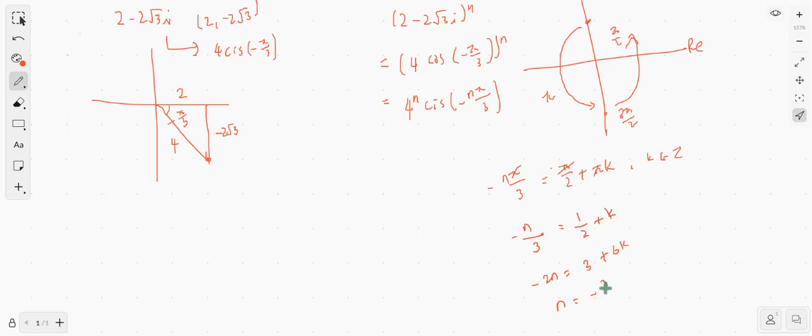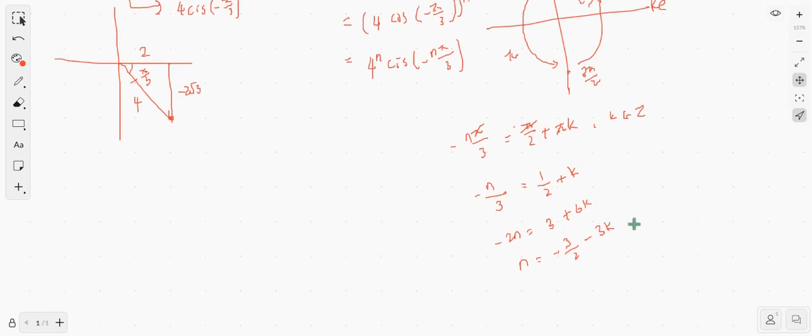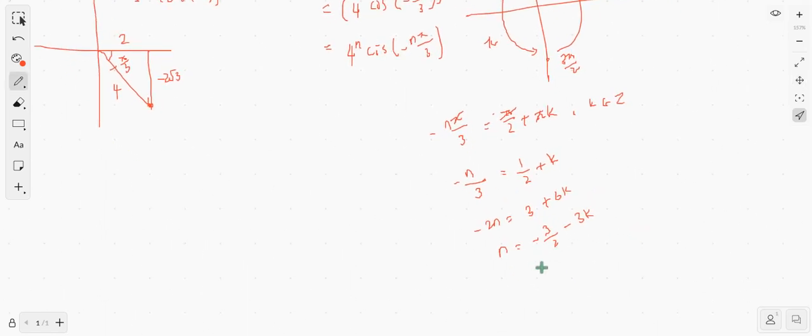equal to minus 3/2 minus 3k. But then again, you can leave the answer in this way, or since the only thing that matters is the multiple of k, you can just convert everything to positive. So this can be rewritten as 3 over 2 plus 3k, because eventually, depending on what k is, you're going to get the same n.